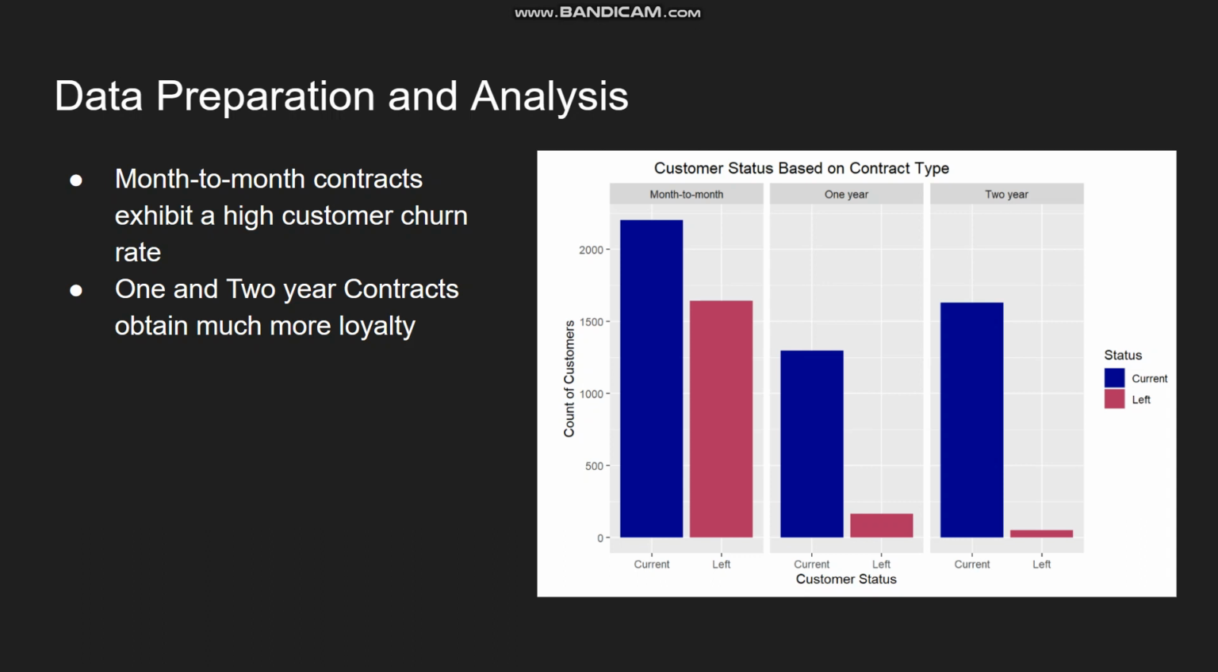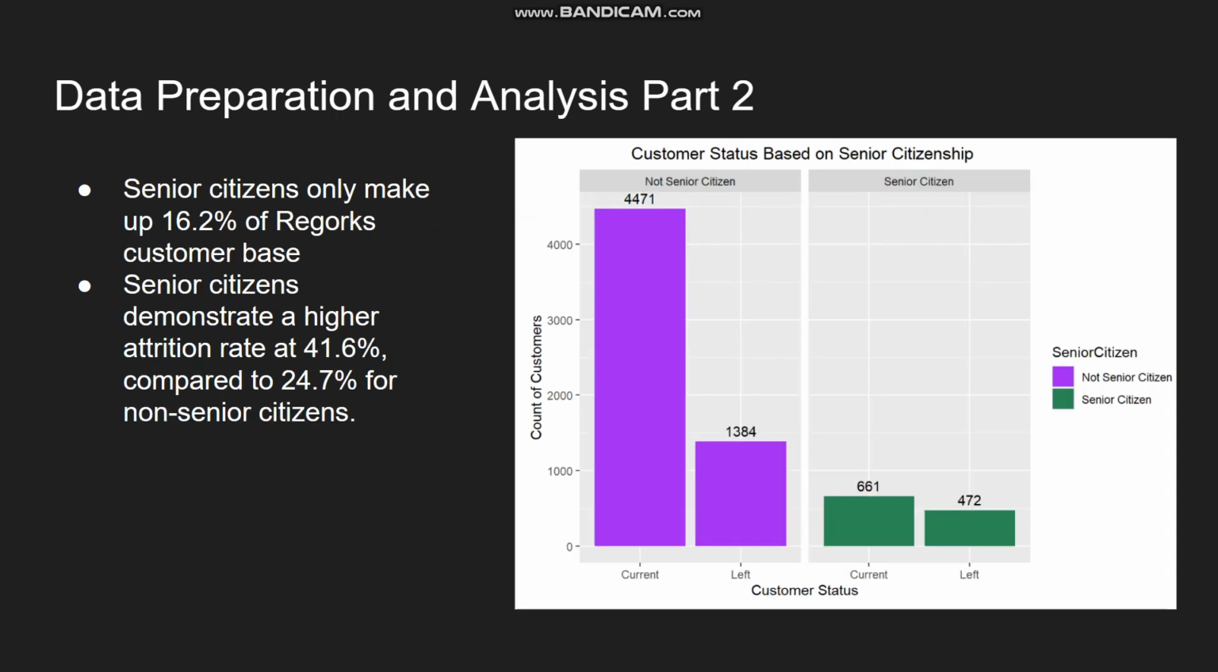In this analysis, we conducted some data preparation and analysis. In this chart, customer status based on contract type is visualized, and we can see that the month-to-month contracts have a much higher attrition rate compared to the 1 and 2 year contracts.